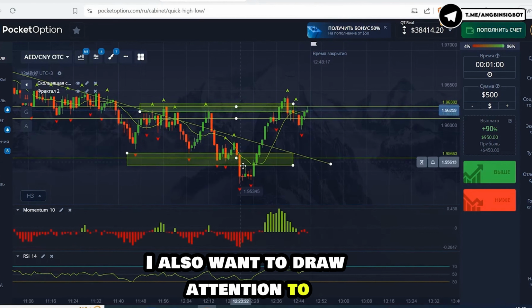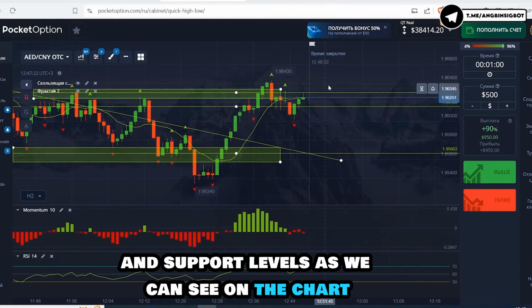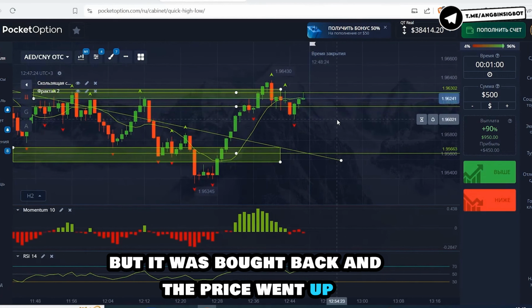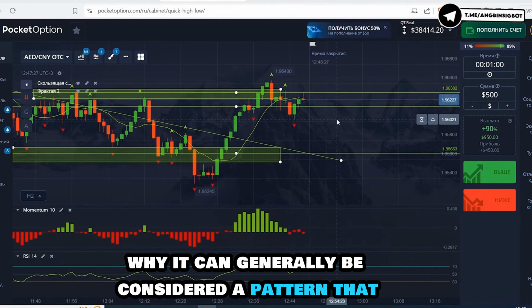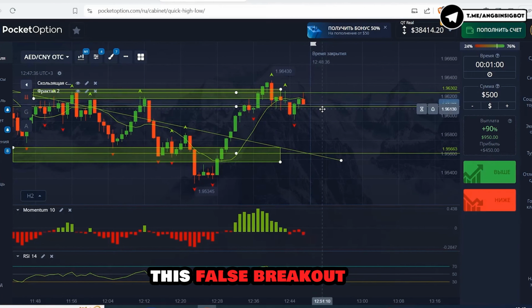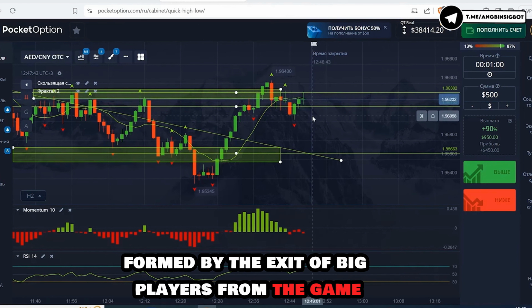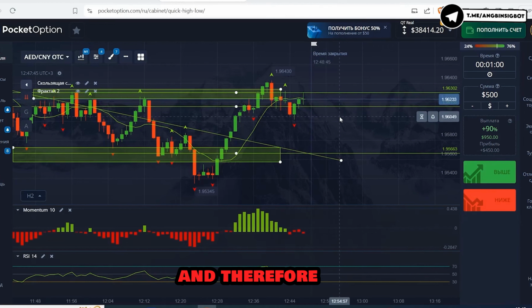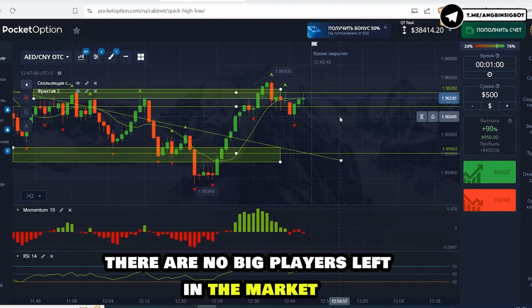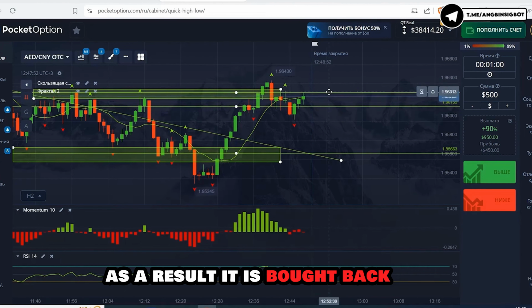I also want to draw attention to the false breakouts of the resistance and support levels. As we can see on the chart, the price broke through the support level, but it was bought back and the price went up. Why? It can generally be considered a pattern that in 70% of cases, the price rebounds after a false breakout. This false breakout, which I call the knee, is the last impulse, the push, formed by the exit of big players from the game, and therefore, there are no big players left in the market. They do not have enough funds to push the price down. As a result, it is bought back.